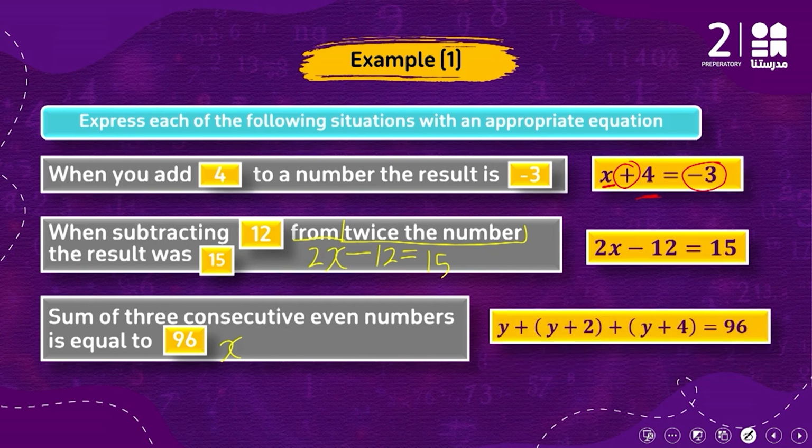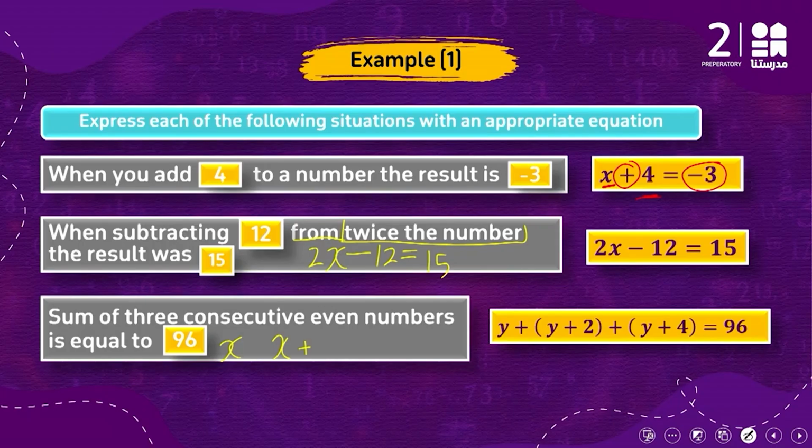Now you can use y or x. I will use x. If the first one is x, the second even number will be x plus 2, and then we have x plus 4. The sum of all of these numbers is equal to 96. And as we said before, you can use x or y or n, any letter you need. So here is the equation.